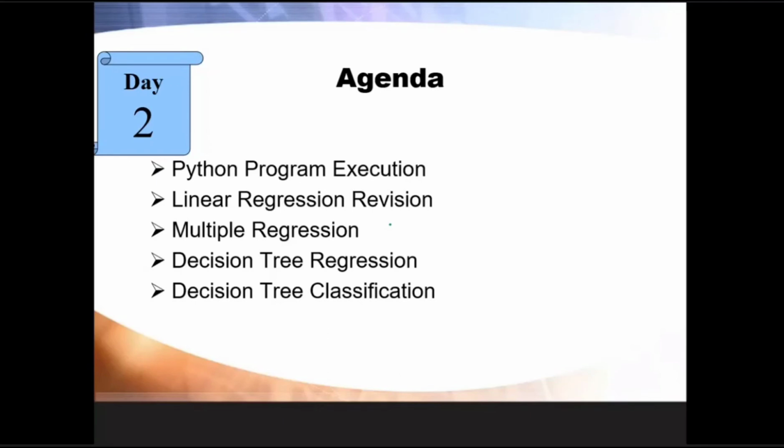For the linear regression revision, with the help of a simple array, np.array, you create an array for X and Y, then convert the array into a Pandas data frame, and then we work on the same. Then multiple regression: nothing is changed from linear regression, just X comprising multiple columns. Then decision tree regression, just the function DecisionTreeRegressor. Then decision tree classification, it's a classification data set. You can find whether a student is pass or fail, so you can use decision tree classification.